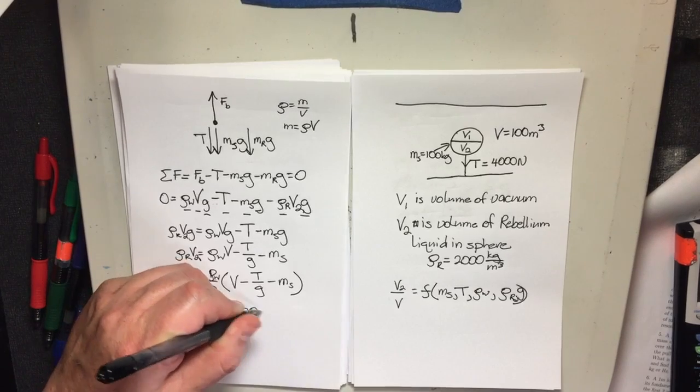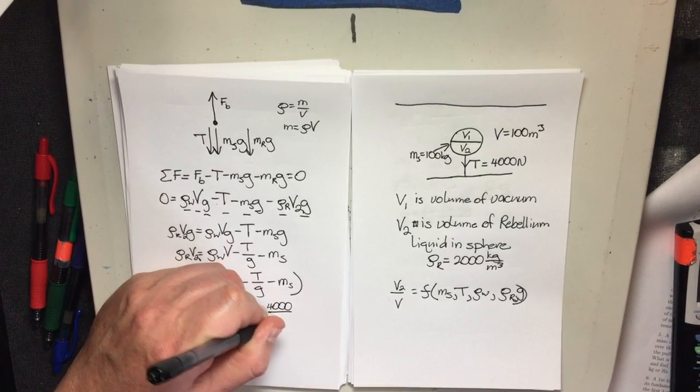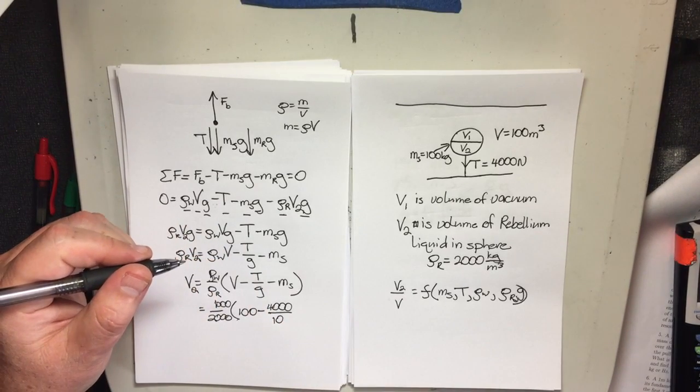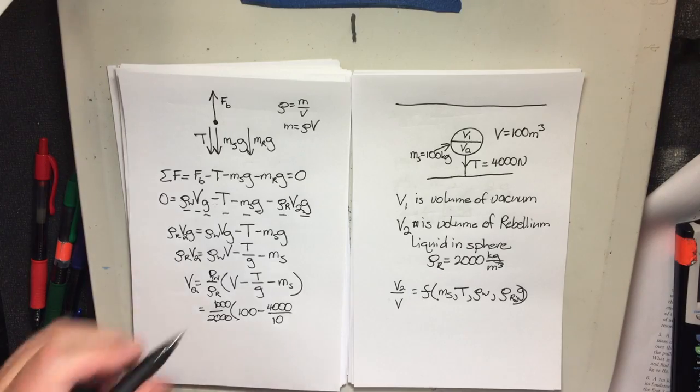V is 100. 4,000 divided by 10. Oh, that's going to be bad. Density of water is 1,000. No, but isn't that multiplied like just that first volume term? Yeah, it should be 1 over density, divided density of water. Hold on. Thinking. Oh, crud. All right, hold on.